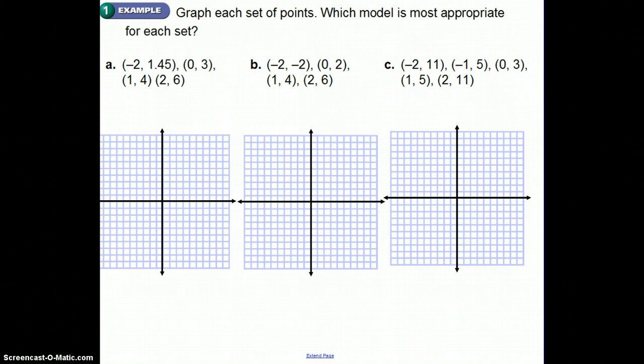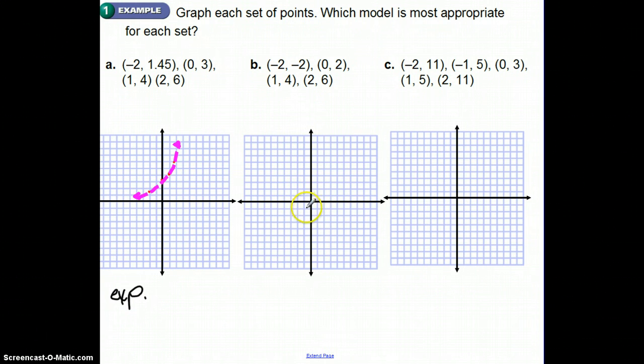Okay, same thing. Tell which model is appropriate. So all we're doing is going through and actually graphing the points so that we know what model it fits. So let's take a look at the first one. -2 and 1.45, which is like 1.5 almost. Then 0, 3, 1, 4, and 2, 6. So I could already tell, looking at something kind of curved, which means that on this one it would have to be exponential.